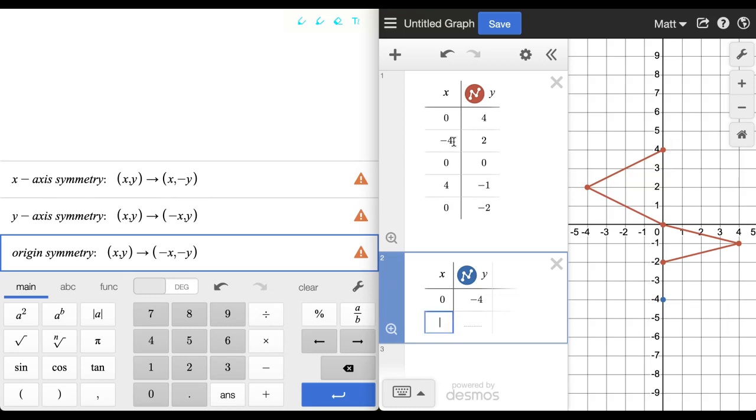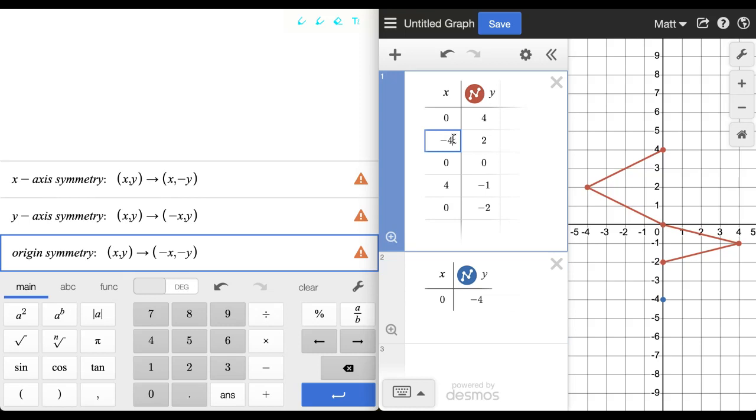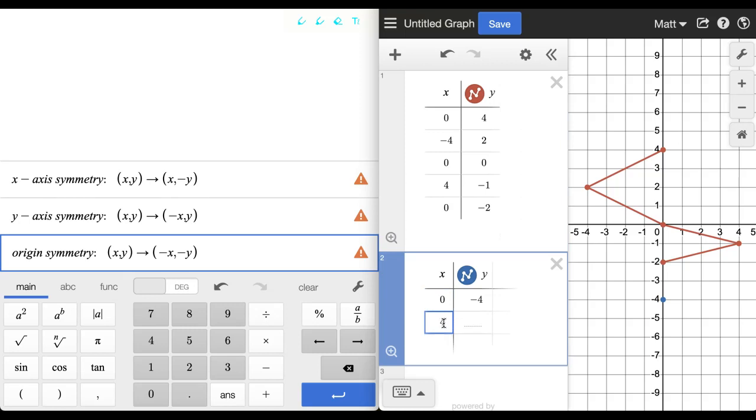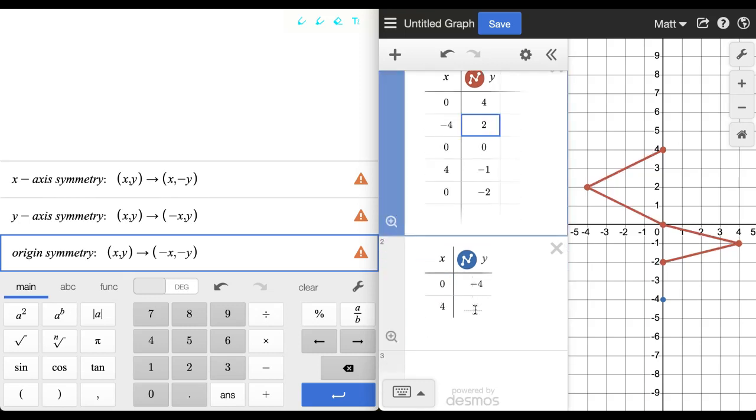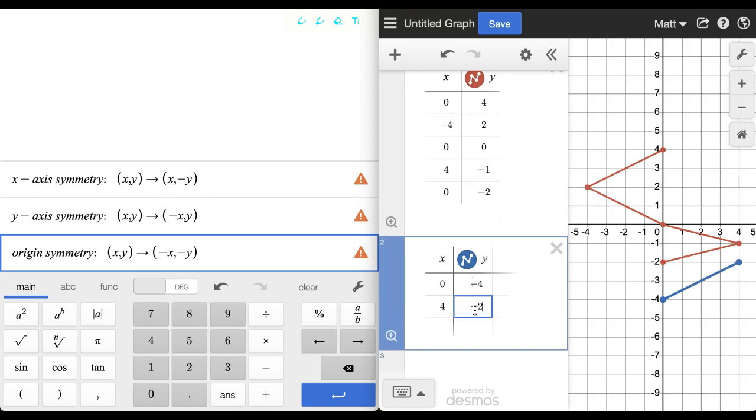Okay, so if I go to negative 4, 2, this is going to be a negative of a negative 4. That becomes positive 4, right? And then a negative of a 2 becomes negative 2. All right, so you kind of see what I'm doing here. I'm just going to keep going here. Negative 0 is still 0. Negative of another 0 is 0.